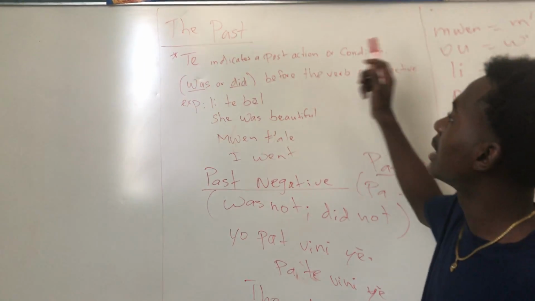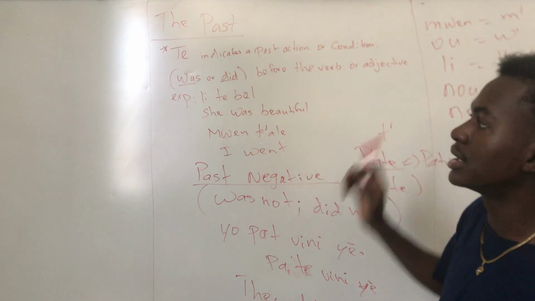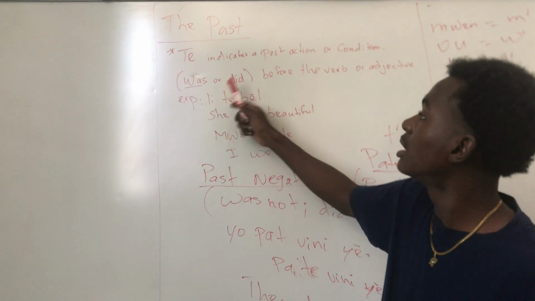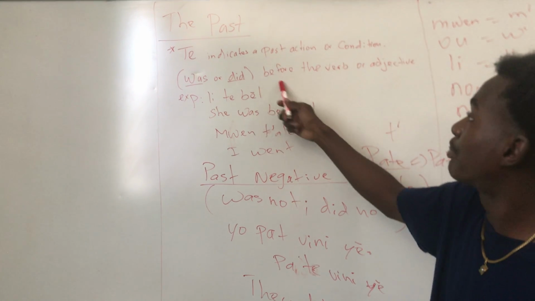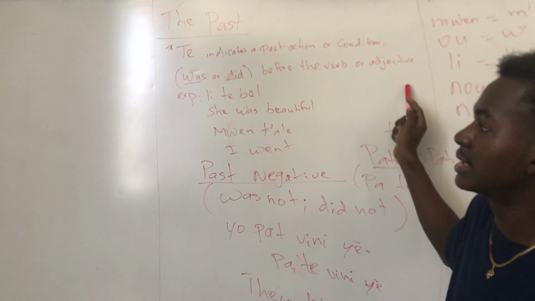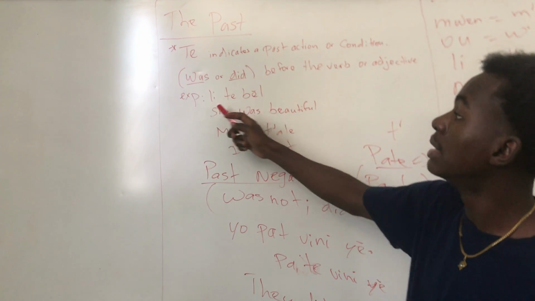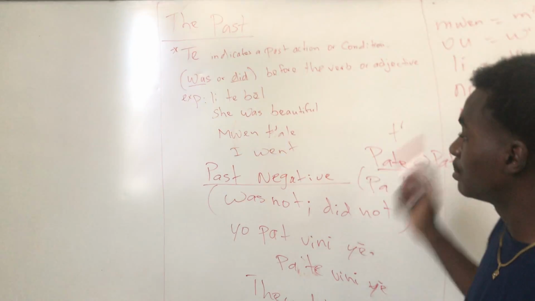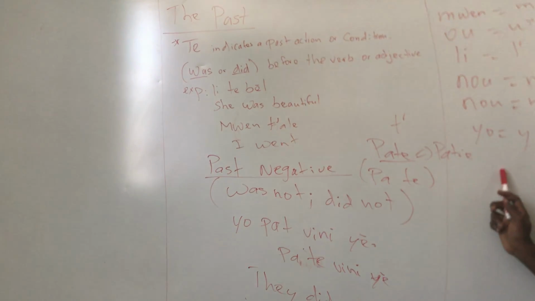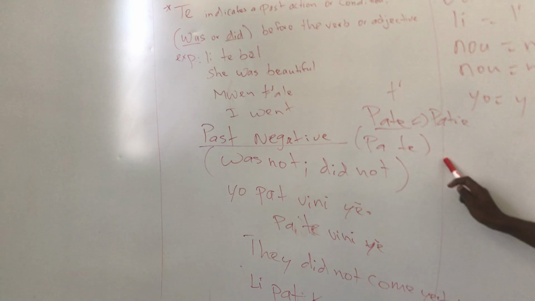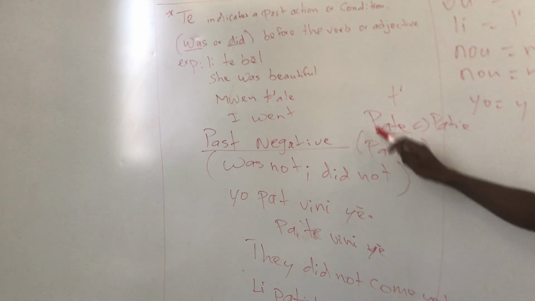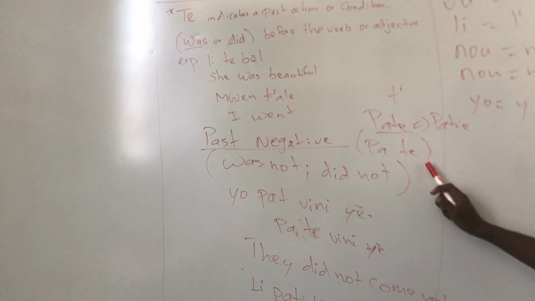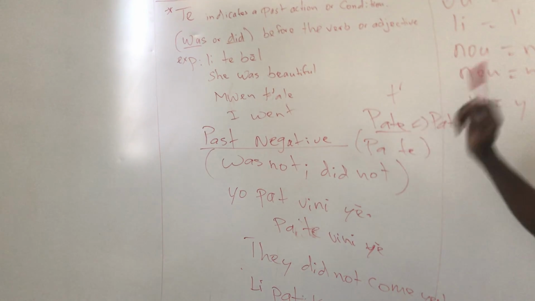So it indicates a past action or a condition. It's rendered as was or did, and it is placed before the verb or the adjective. We saw that example, "Li te bèl," for she was beautiful. And the past negative, we said that it is pa te, not pate as one word, but two words, pa te, translated to was not or did not.